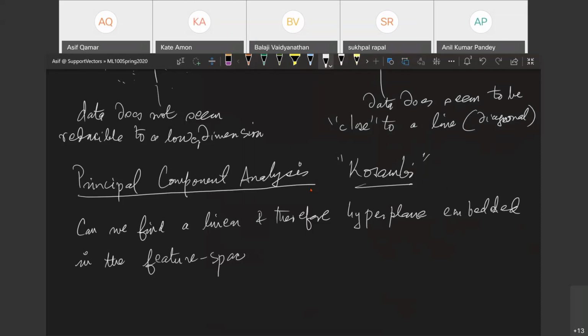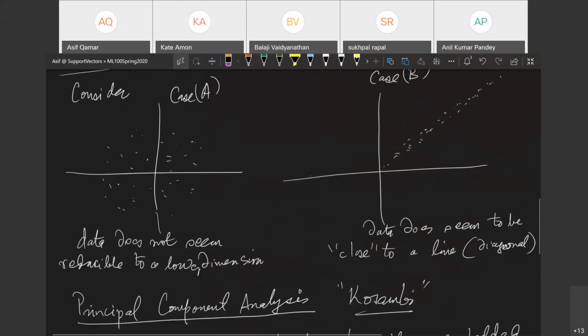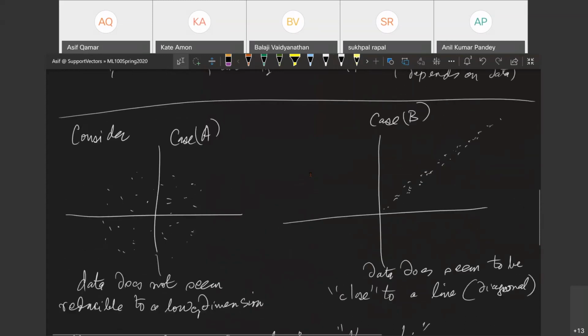Feature space that most of the data points seem to reside on, or are very close to. Right? So we generalize from a line to a plane and to a hyperplane in higher dimensions, but intuition is easier in 2 dimensions, so just think of a line. So when you look at case A, the answer would be no. When you look at case B, the answer is yes, right?